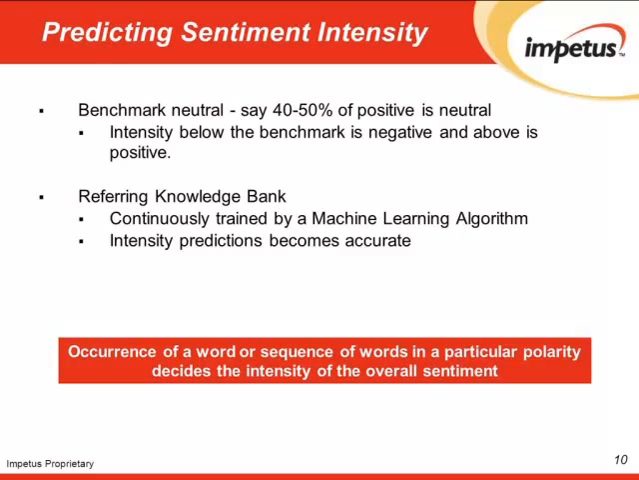Secondly, by referring to your knowledge bank, which is being continuously trained and updated by a machine learning algorithm, the prediction then becomes more accurate about the intensity. Now, it really depends on the occurrence of a word or sequence of words in a particular polarity that decides the intensity of that overall sentiment.